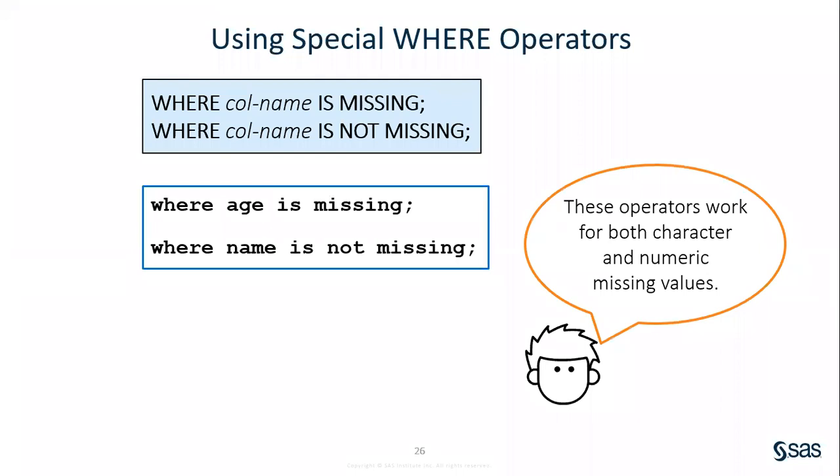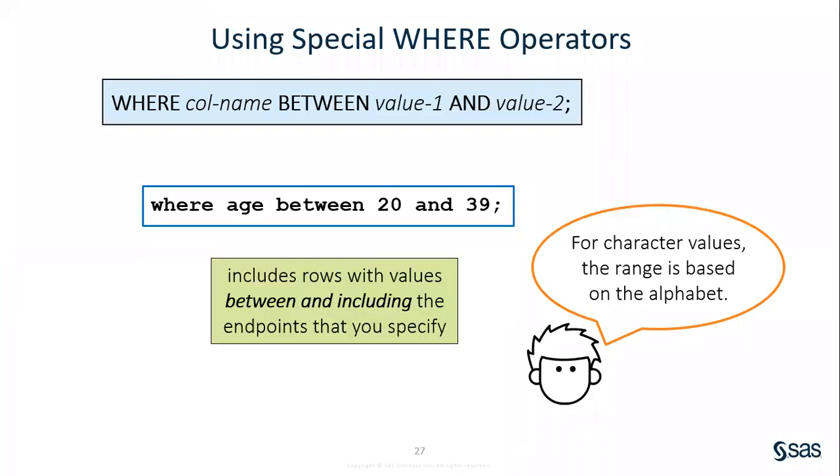Okay, now operators, one of them we had seen, and or. Now look here, you are subsetting the data for age between two values. So you write the keyword between and. You are telling SAS to select all the ages between the range start and end. So you use the keyword between and. It includes rows with values between and including the endpoints that you specify.